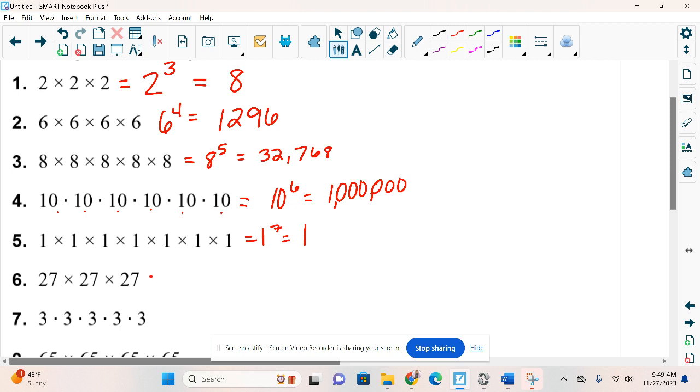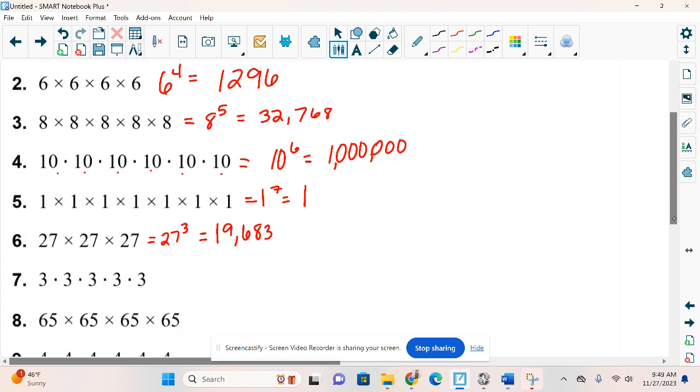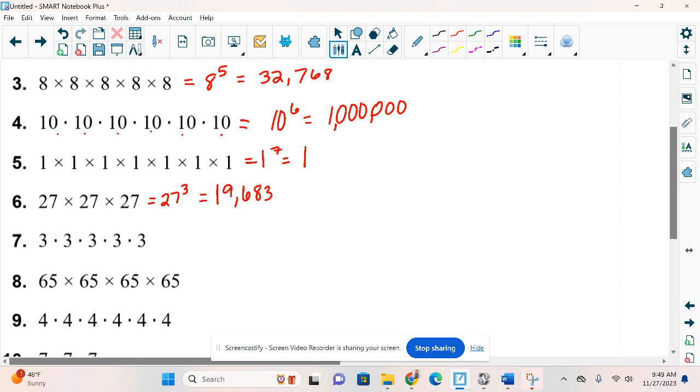Number 6. 27 cubed, to the power of 3. When you say over, it means a fraction. So 27 cubed equals 19,683. Beautiful. And 3 to the power of 5 is 243.